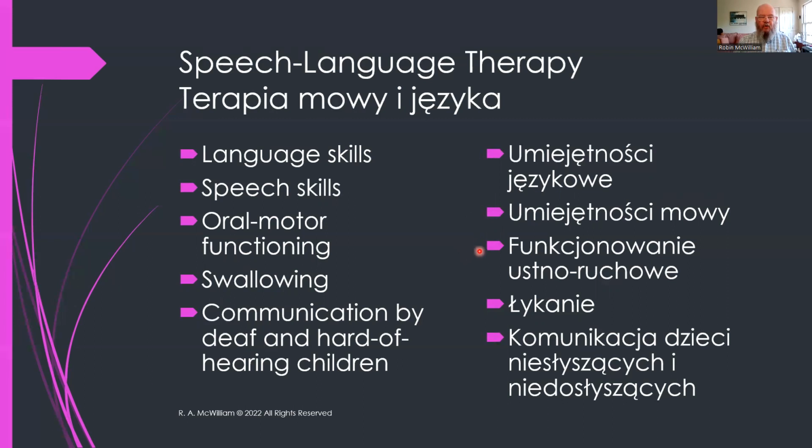They also sometimes use oral motor functioning, or can help with oral motor functioning, such as chewing and swallowing. The thing to be careful of with oral motor functioning is that it should be related to speech, because non-speech oral motor interventions have not been shown to be effective. Speech language therapists also are involved in communication by deaf and hard of hearing children.